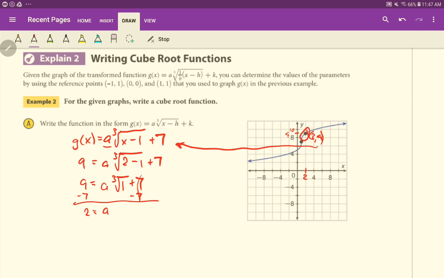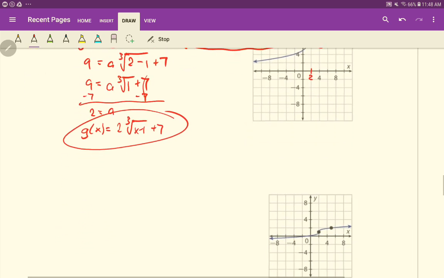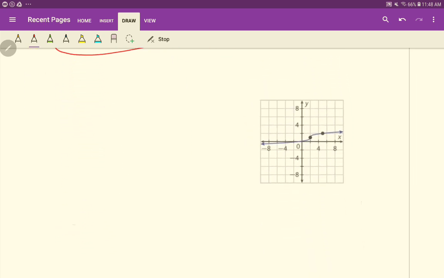So a is 2. So g of x equals 2 times the cube root of x minus 1, plus 7. There's our graph. Okay, try another one here.